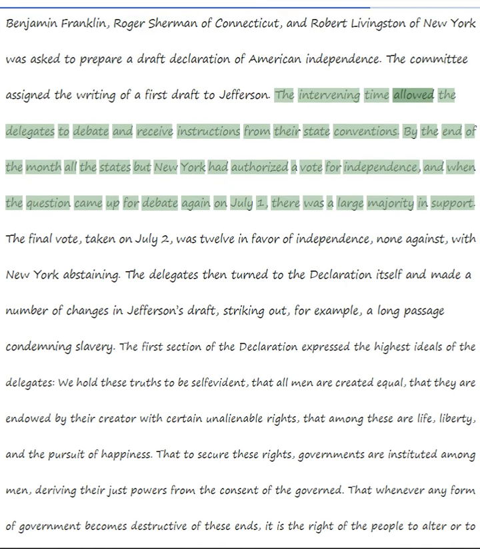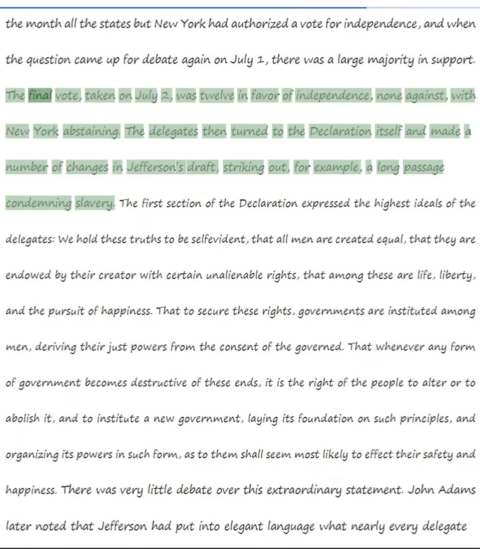The intervening time allowed the delegates to debate and receive instructions from their state conventions. By the end of the month, all the states but New York had authorized a vote for independence, and when the question came up for debate again on July 1, there was a large majority in support. The final vote, taken on July 2, was 12 in favor of independence, none against, with New York abstaining. The delegates then turned to the Declaration itself and made a number of changes in Jefferson's draft, striking out, for example, a long passage condemning slavery.